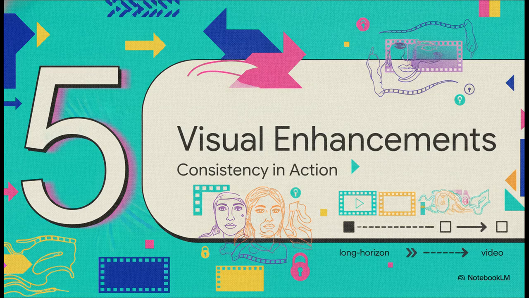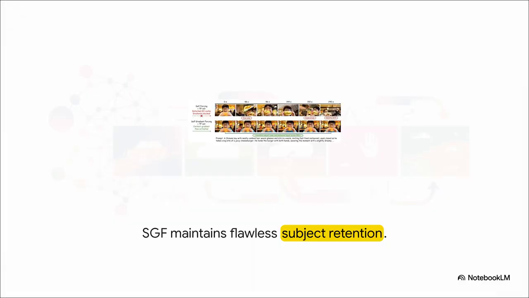Section 5. Visual enhancements. But numbers only tell half the story in video diffusion. Let's get into the qualitative visual proofs to see exactly how SGF mechanically resolves the catastrophic identity drift and view jumps that plague current long-horizon models. And this brilliantly illustrates the point.